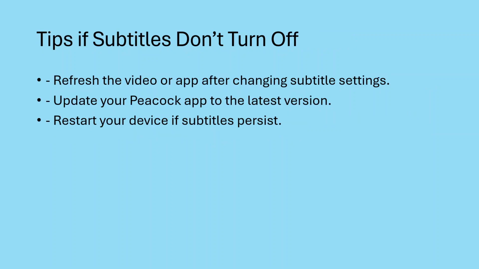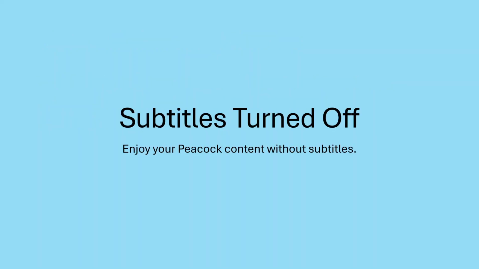Now I have some tips if subtitles don't turn off. You can refresh the video or app after changing your subtitle settings. You can update your Peacock app to the latest version and you can restart your device if the subtitles persist. And that is how you turn your subtitles off on Peacock.